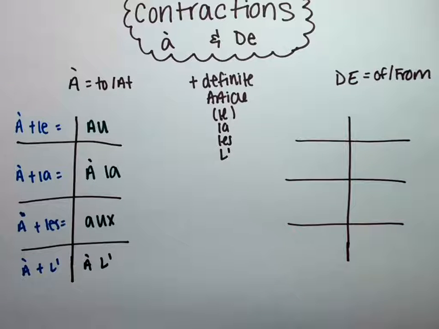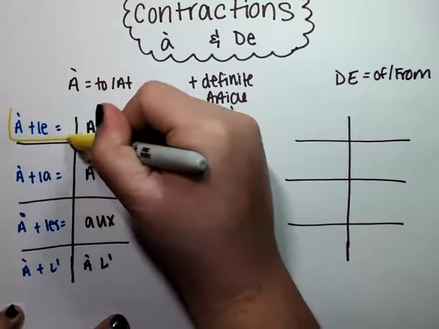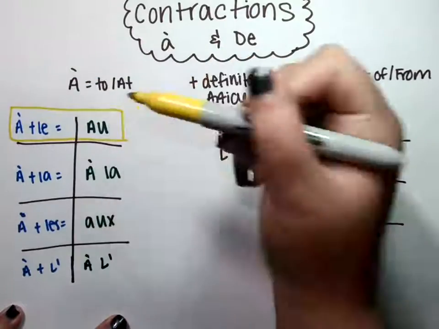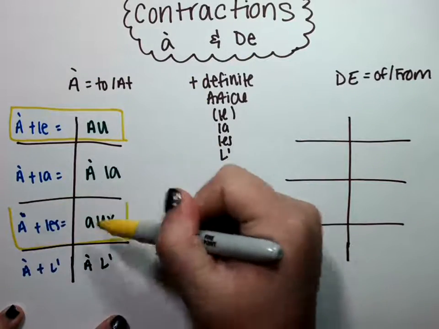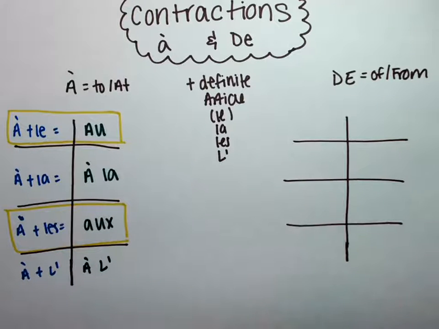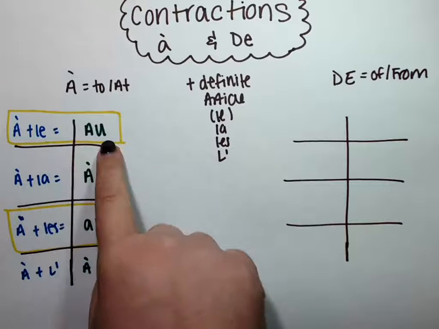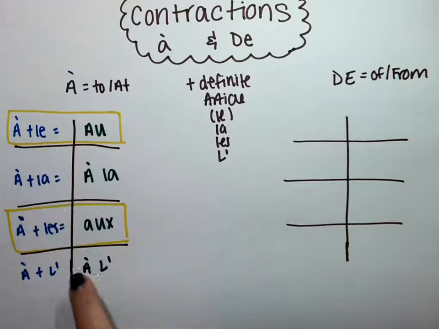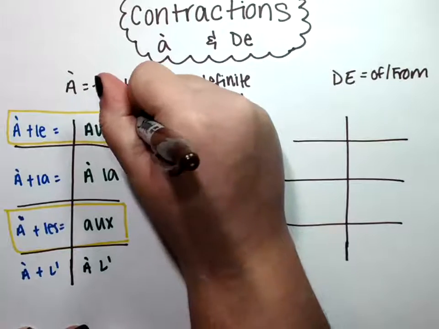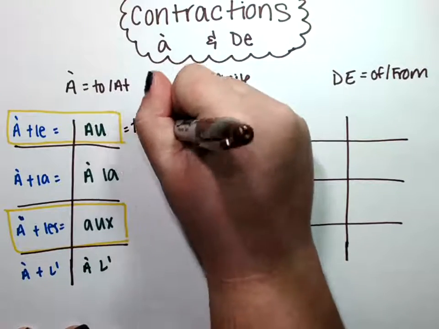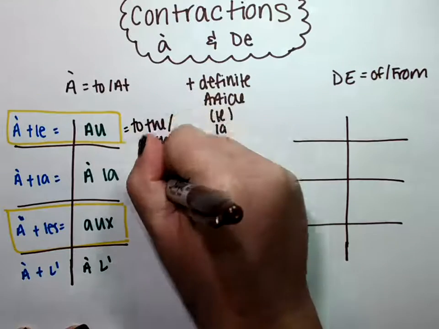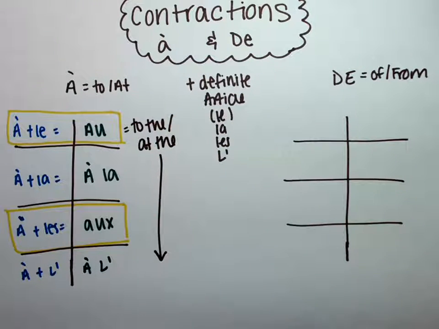So really, out of all of these four things, there's only two that really change. We really only need to worry about this a plus le and a plus les. Those are the only ones that are really going to change. So now when we have a plus le and it changes to au, all of these mean to the or at the. All of those mean the same thing, to the or at the.